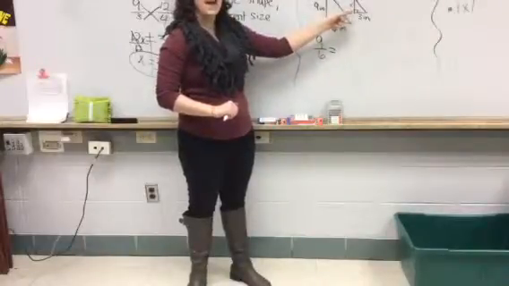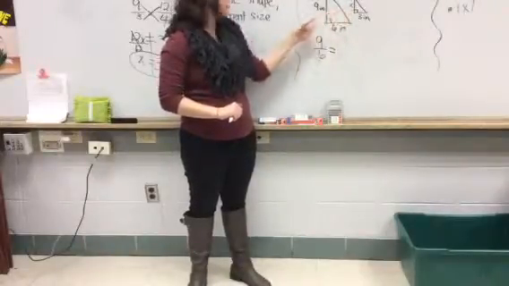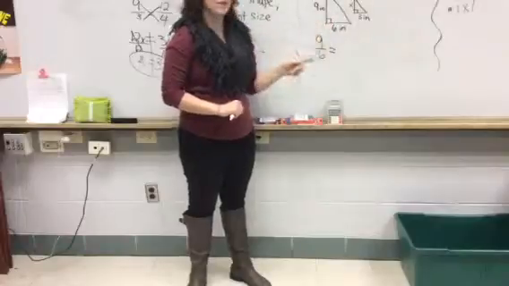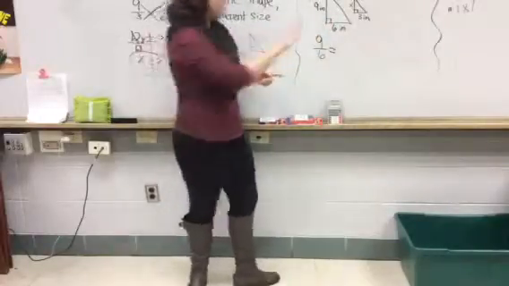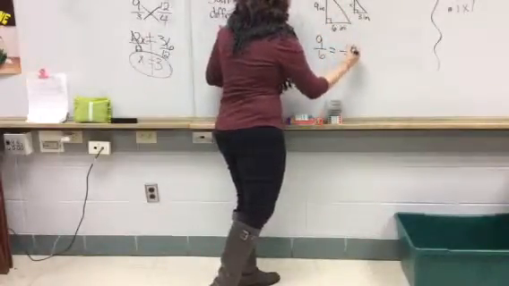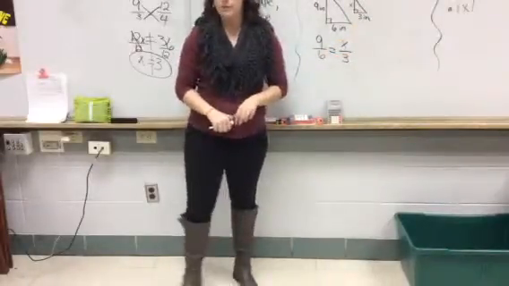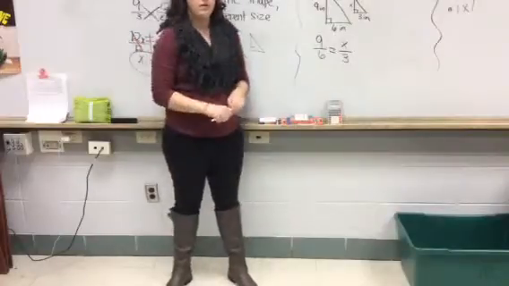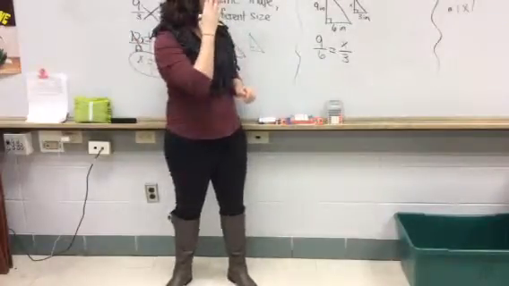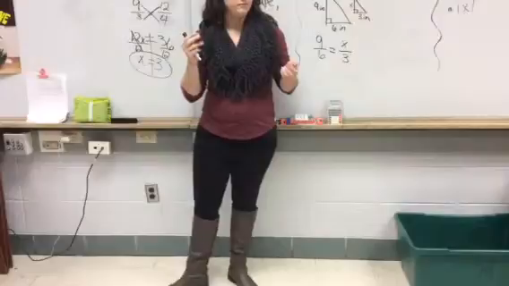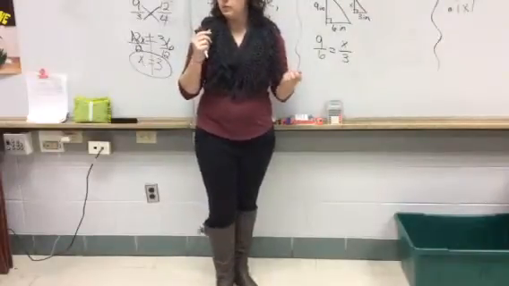I need to put my x on top over here because it corresponds with that side. Does that make sense to everyone? Okay, so I want my sides to match. So x has to go on top here, 3 goes on bottom. There's my proportion. Okay? Now we cross multiply and solve.